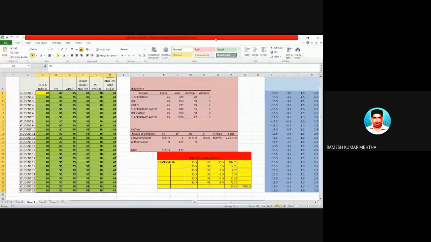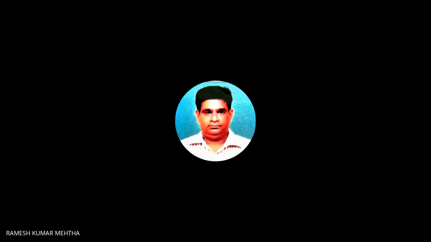Now let's conduct ANOVA on this set of data. Don't look at this one. I'm going to show you all the results and how the results have come. That is the focus of today's session. So on this data, I'm going to conduct ANOVA.